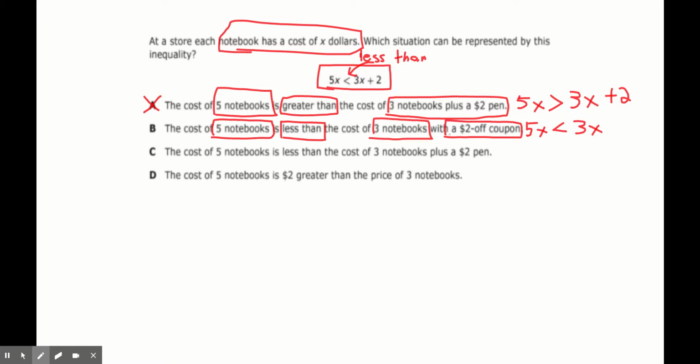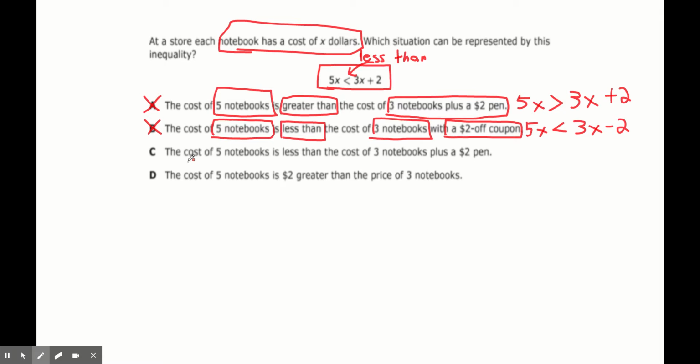All right, so let's think about that for a second. If we've got a $2 off coupon, are we going to add that $2 or are we going to subtract that $2? Well, we know when we go to the store and we use a coupon, they subtract the value of that coupon from our total. So we are going to subtract that $2 because it is $2 off the cost of those 3 notebooks, right? So 5 times X is less than 3 times X minus 2. Does that match what we have up here? It's similar. The only difference is here we've got a plus 2, here we've got a minus 2. That doesn't match. Let's cross that out.